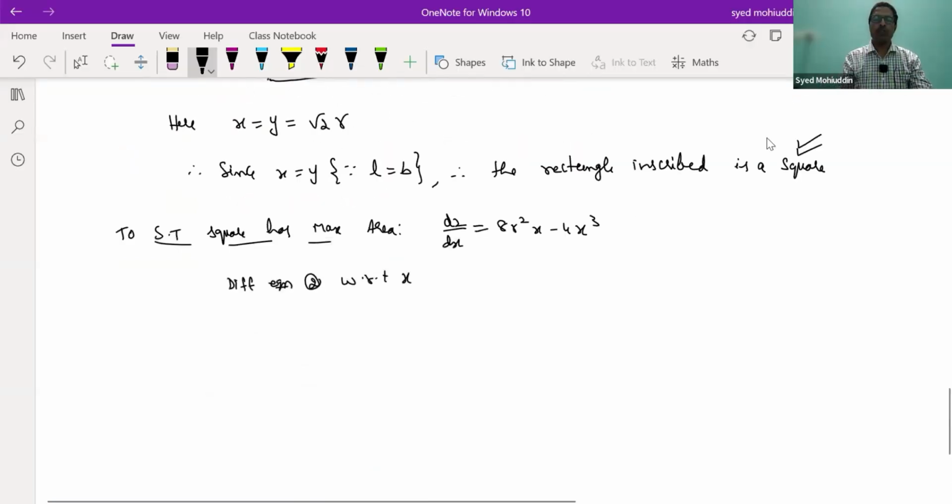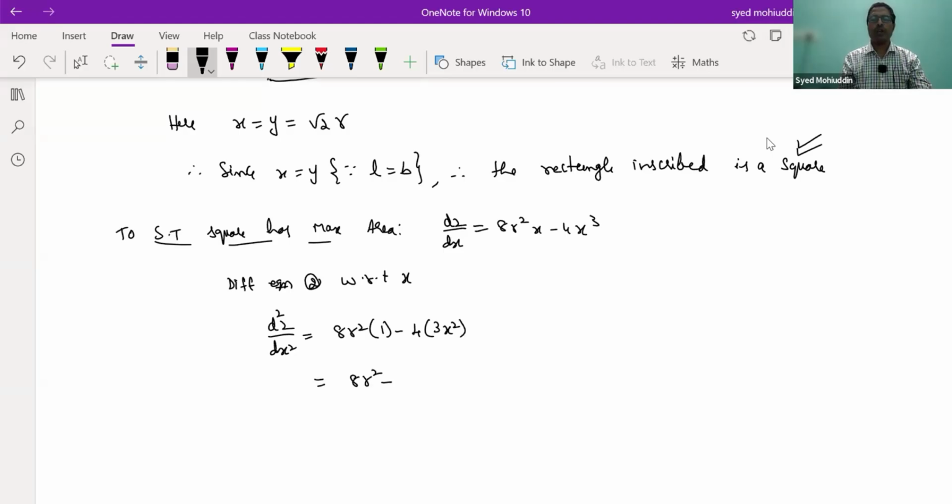If you try to differentiate, it becomes d square z by dx square equals 8r square, which is a constant, times the differentiation of x with respect to x, which is 1, minus 4 times the differentiation of x cube, which is 3x square. So 8r square into 1 will be 8r square itself, minus 4 times 3, which is 12x square. That's the value you're having. But now again, I need to plug in this value of x that we have obtained and check what value you'll be getting over here.